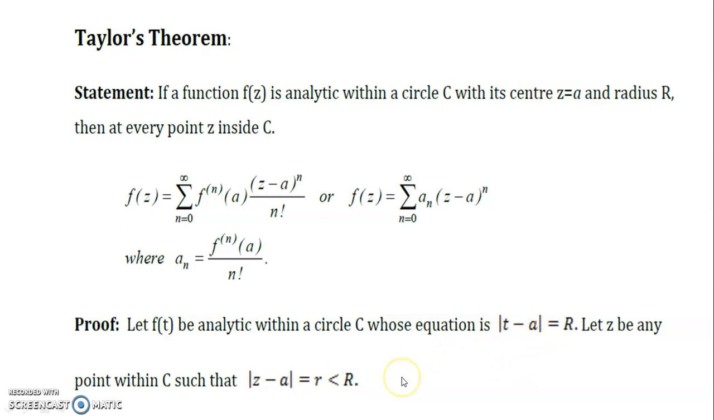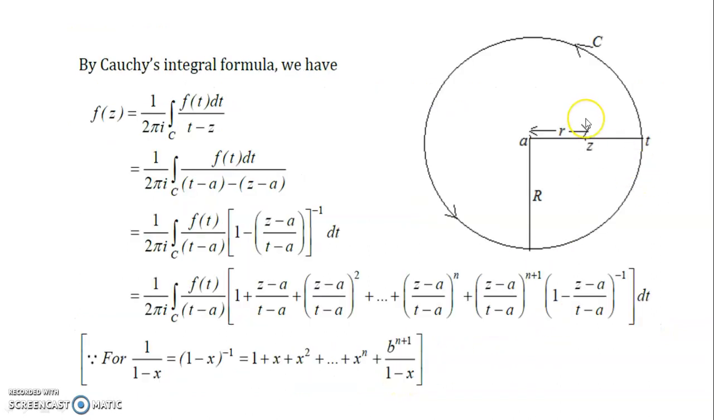That means we have a circle here, so we can take any point which lies inside C. You can draw it here: this is the circle with radius capital R, and this is the circle with radius small r, and the center is the same in both circles.